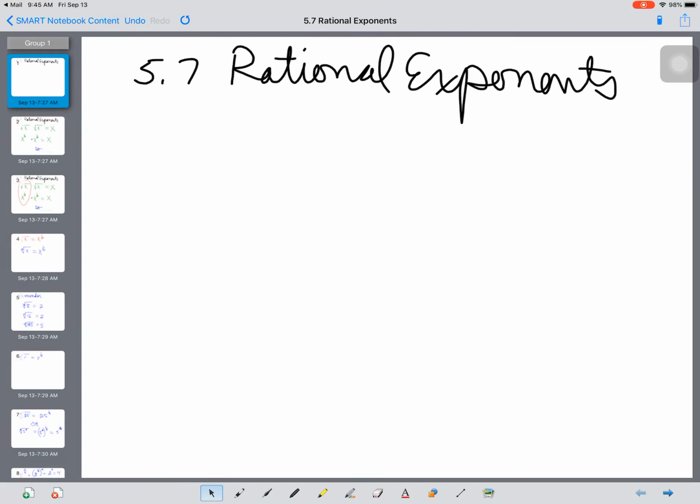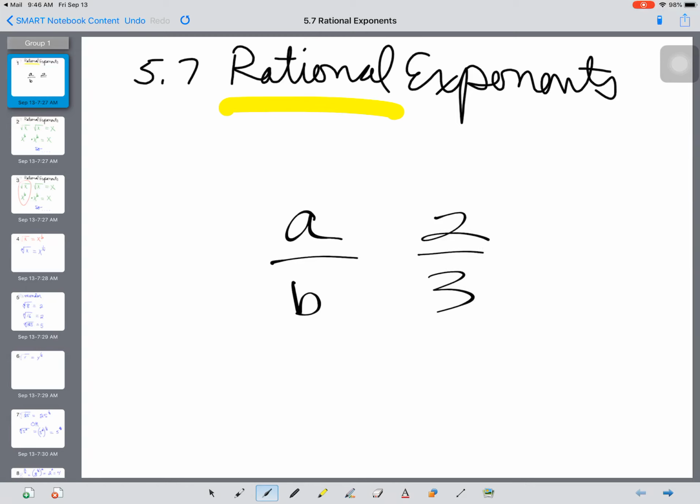Well, welcome to 5.7. This is a section about rational exponents. First of all, let me remind you what it means to be a rational number. A rational number is anything that can be written as a fraction. So if you have a over b, that's a rational number. 2/3 is a rational number. 1/5 is a rational number. 6 is a rational number because you can write it as the fraction 6 over 1.